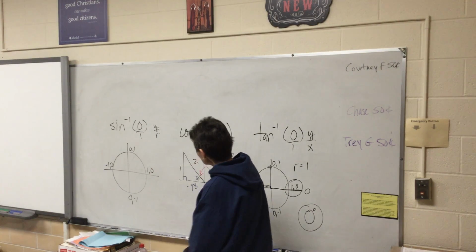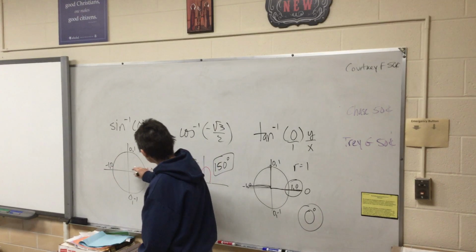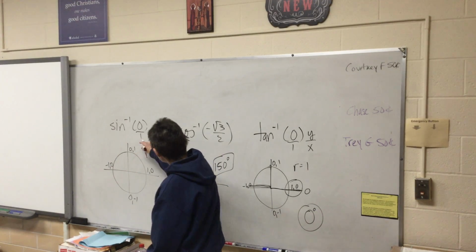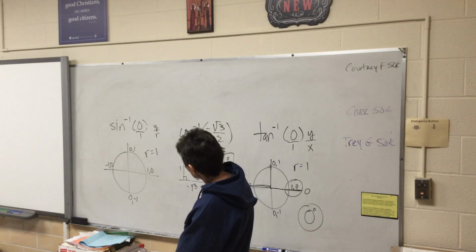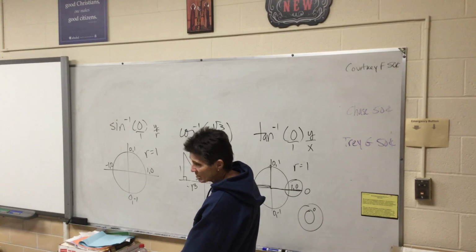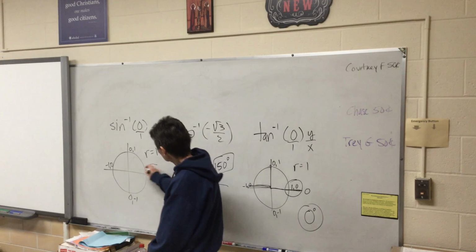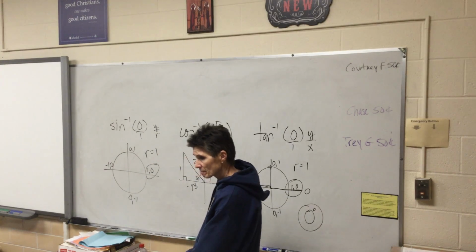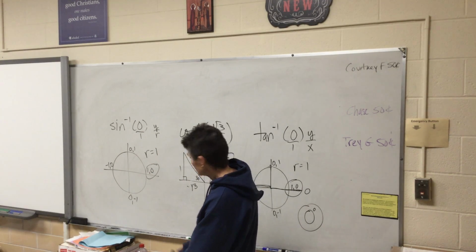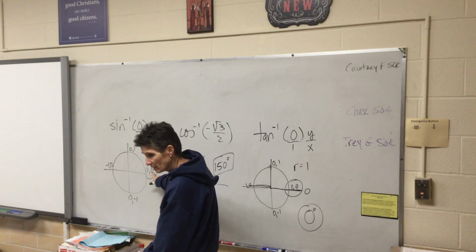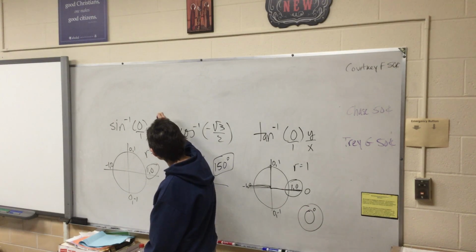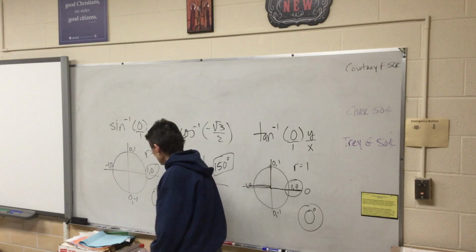Okay, so look around the circle. Remember, r is 1. We set it up so r is 1. Where is y 0? Isn't it also right here? Isn't y 0 here? So the answer to this problem is also 0 degrees.